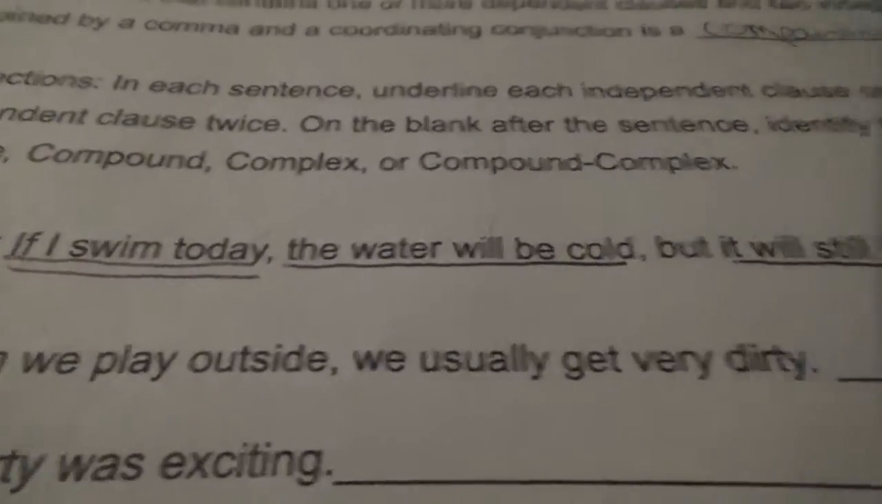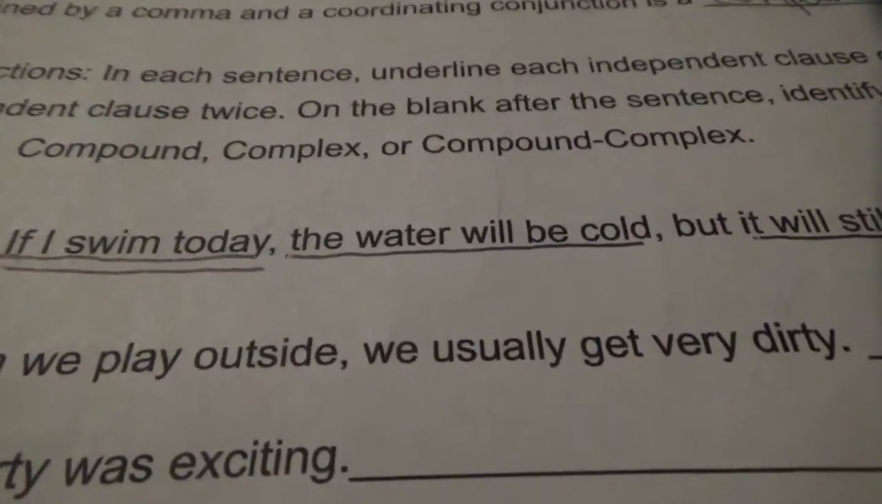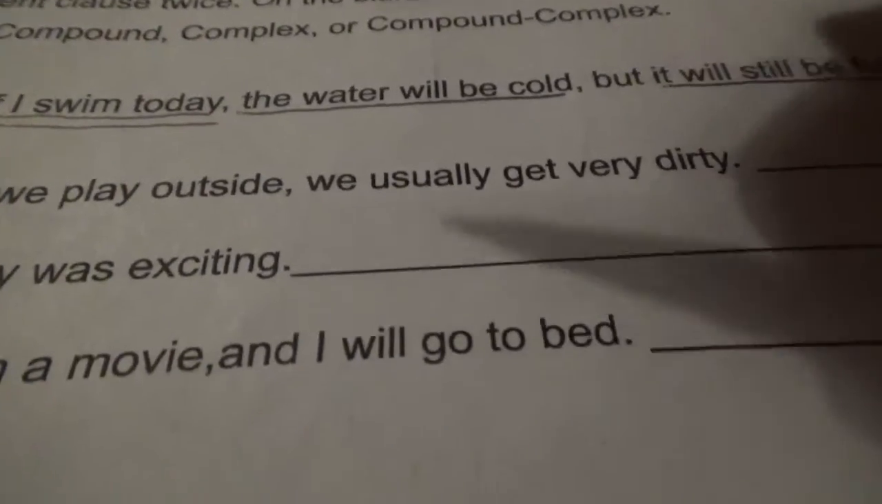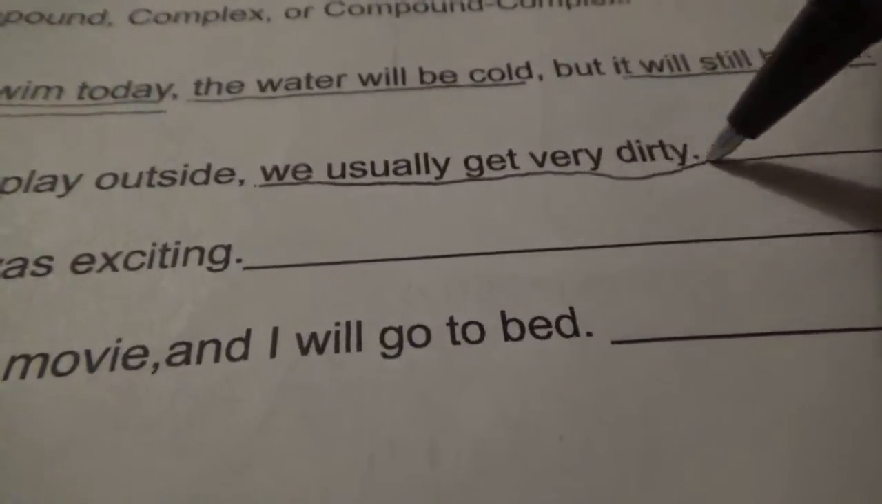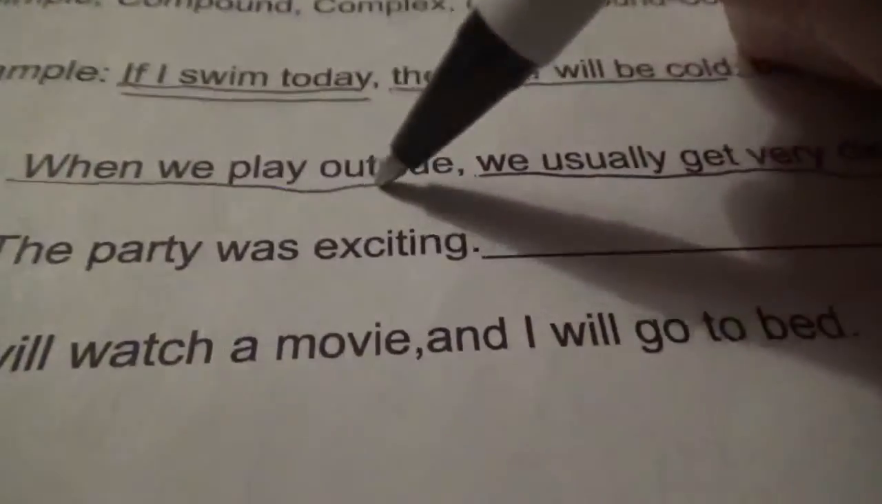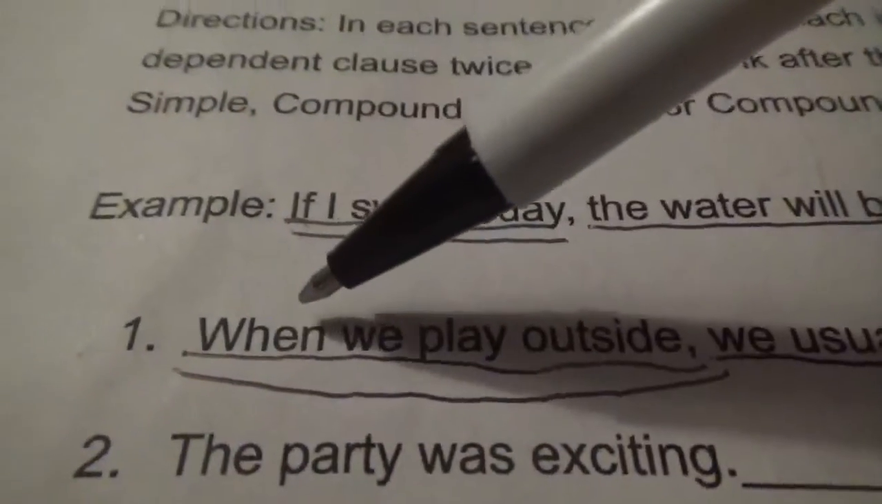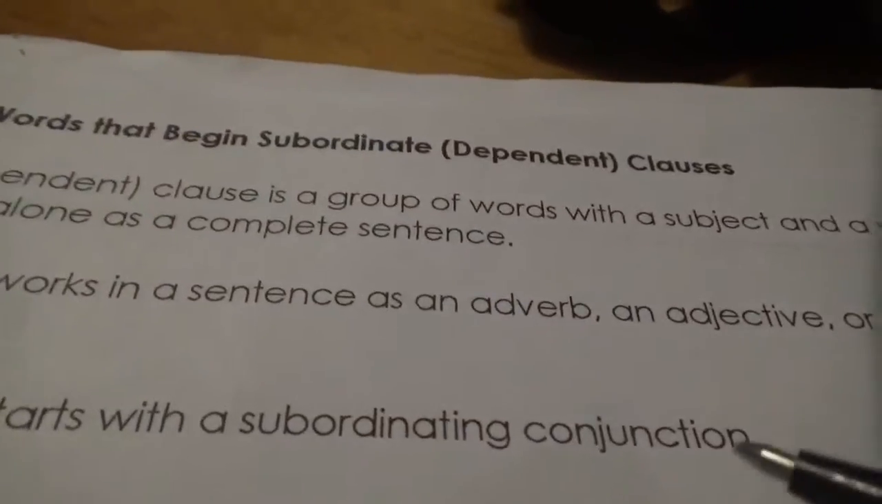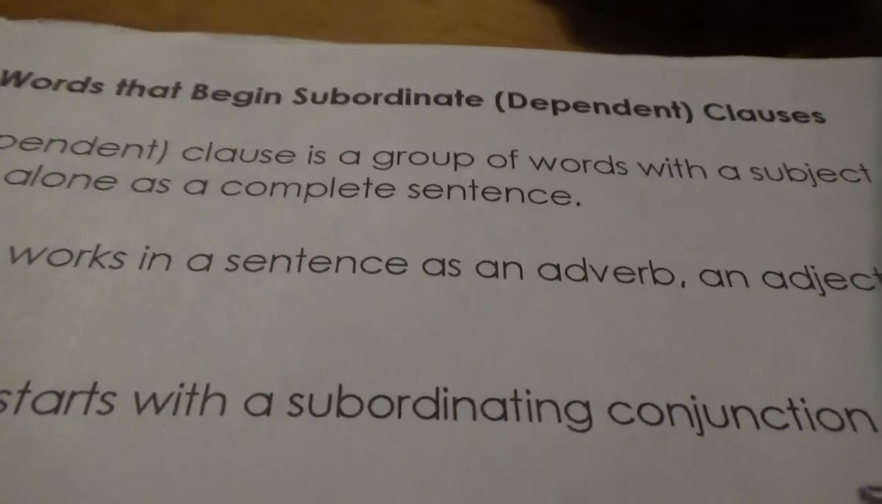So let's first look for any independent clauses. We usually get very dirty is independent. And when we play outside is dependent. One clue to that is the word when. Remember, I gave you a sheet of paper that says words that begin subordinate or dependent clauses. If you might locate this in the grammar notes section of your binder, when you see these words, that's a clue that you might have a dependent clause.